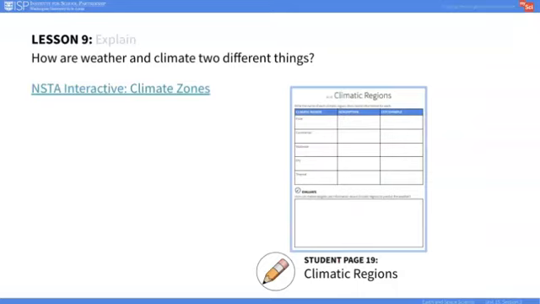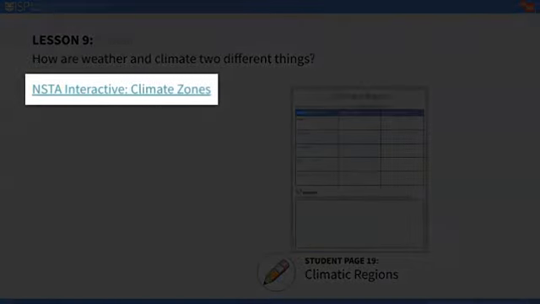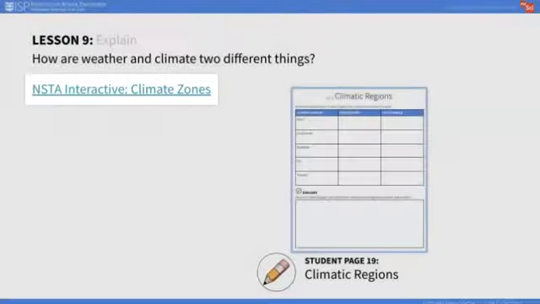In the Explain portion of this lesson, students will use an interactive resource to learn more about climate zones. The interactive shows where the various climate zones are located on Earth. When clicking on the legend, informational boxes pop up that include the description of the zone, pictures, and location examples. You can also click on the location directly on the map.